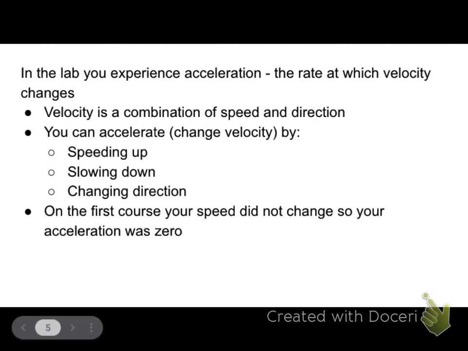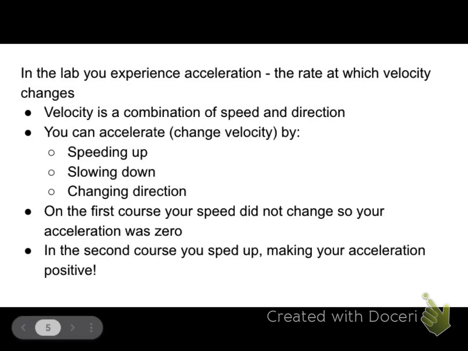On the first course, your speed didn't change. You kept your speed the same the whole time, which means your acceleration would have been 0. But in the second course, you sped up, and we could calculate your acceleration by taking the final speed minus the initial speed and dividing by time. But the important thing for you to remember is that when you're speeding up, that acceleration would be a positive value. If you're slowing down, oftentimes those accelerations are listed as negative numbers. Your speed is technically changing, but it's getting smaller.